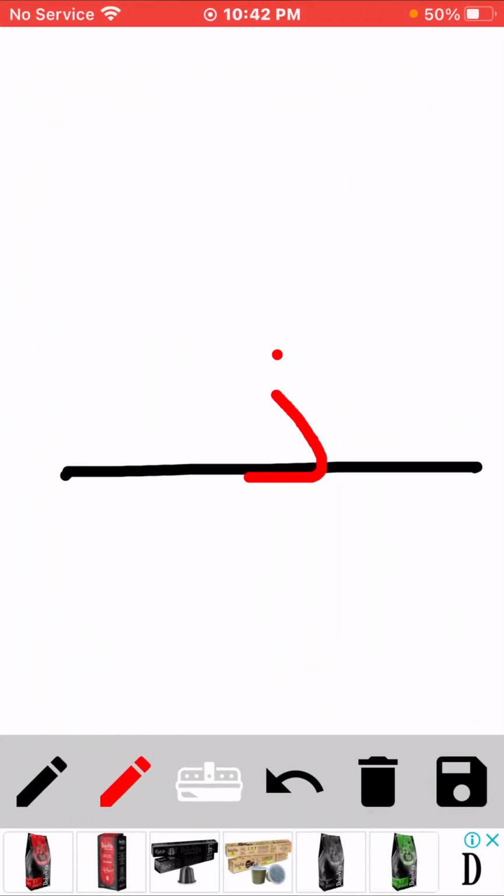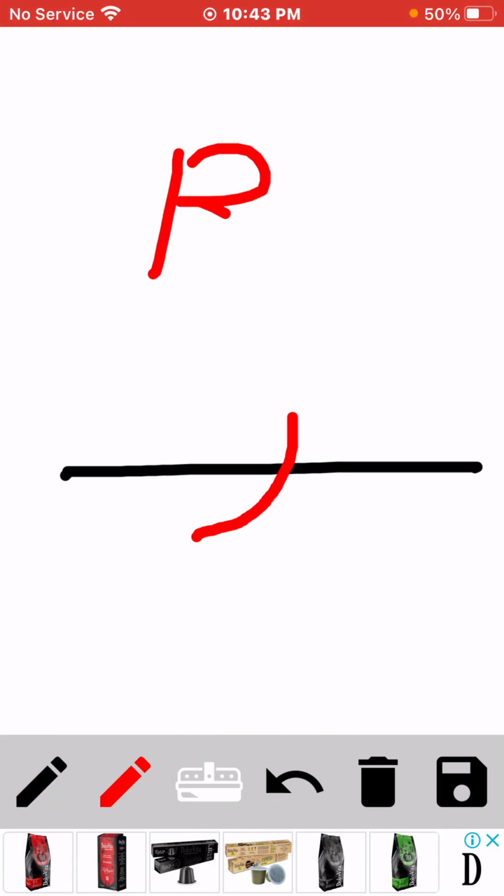Let's transfer to my board to see how we write letter ra. Some of its shape is above the line, and some of its shape is under the line, like this. And this is letter ra.